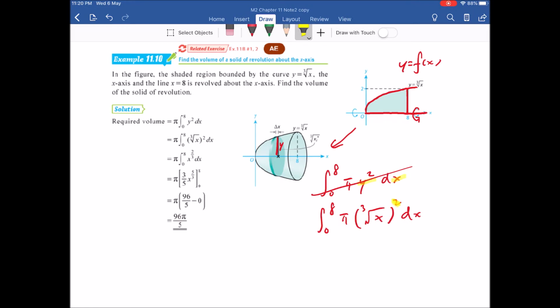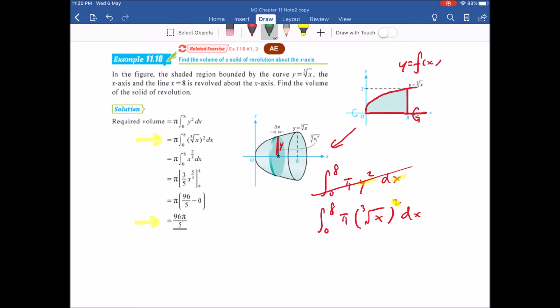And then I got this one. The pi, I put it inside, outside is the same. And then you will get the answer after a few steps, which is a definite integral. Here I have to emphasize that it is rotated about the x-axis.